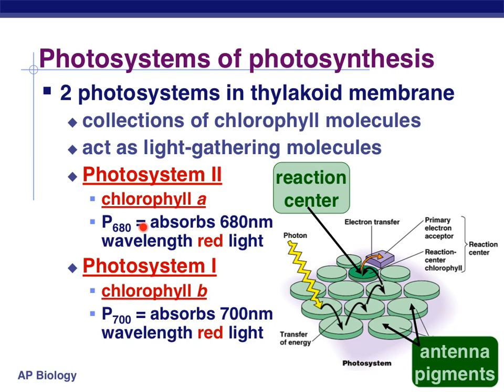Photosystem 2 is P680 because that's where it absorbs in the 680 nanometer wavelength of light, whereas photosystem 1 is P700 because that's where it absorbs in the 700 nanometer wavelength of light. So that's the difference between the two.